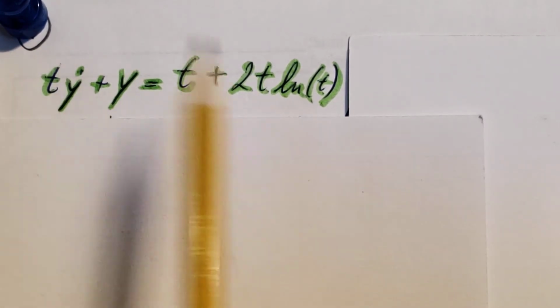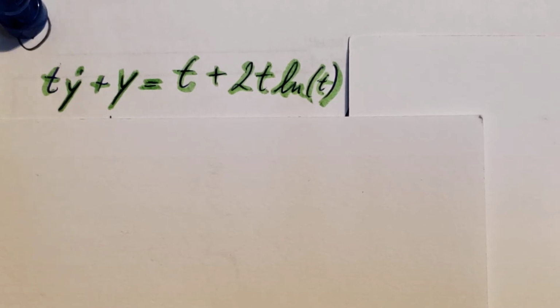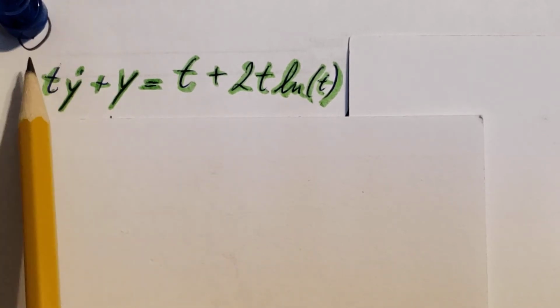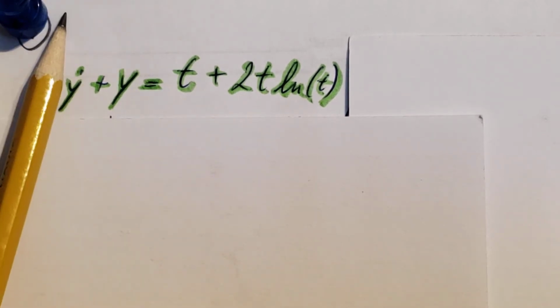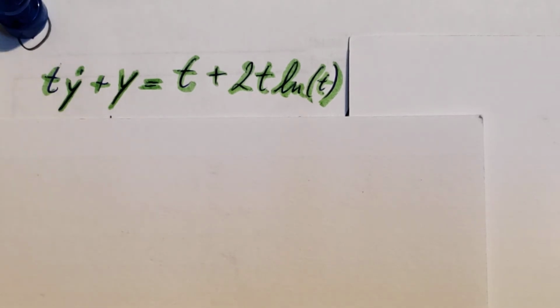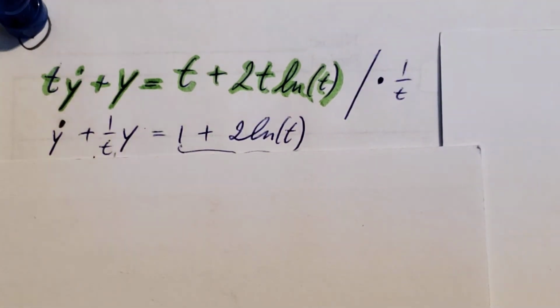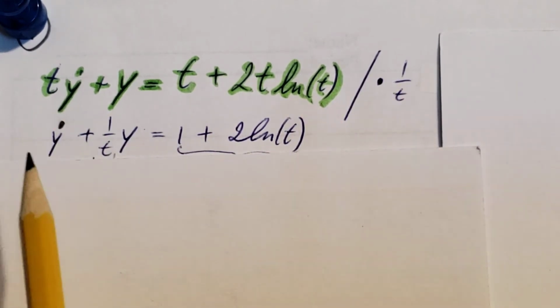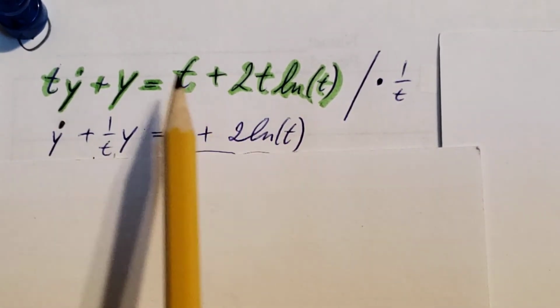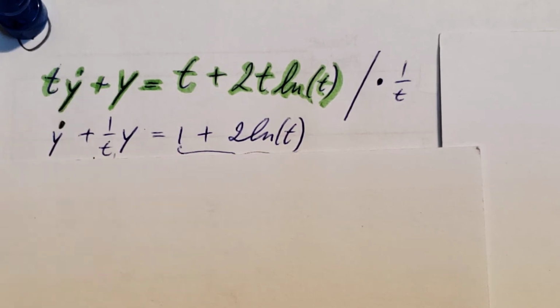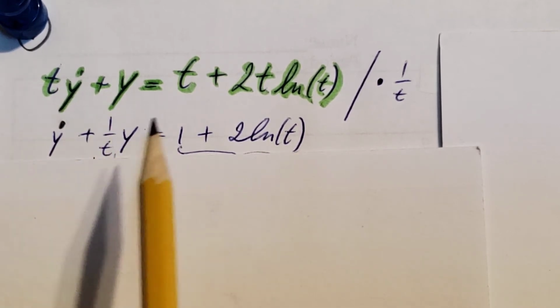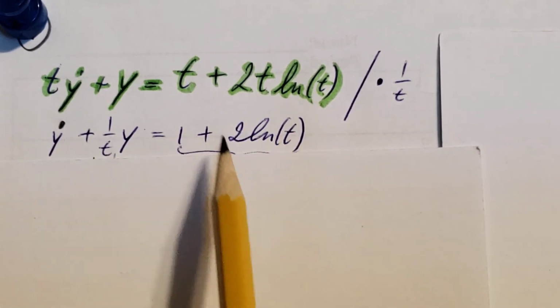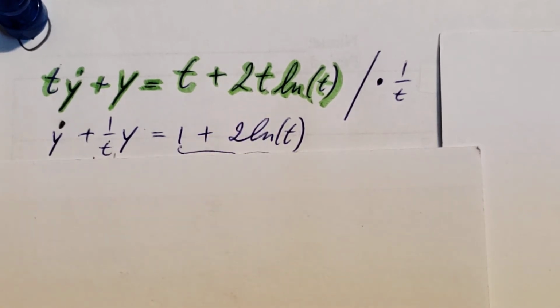And it would be good if we would have it in standard form, right? So we don't have anything in front of the y prime. So let's start with that. Let's see where it's gonna take us. I divided the equation by t, and here's our new look. We have y prime plus 1 over t y equals this whole thing, 1 plus 2 ln t.